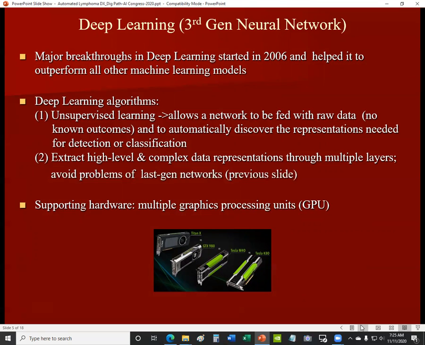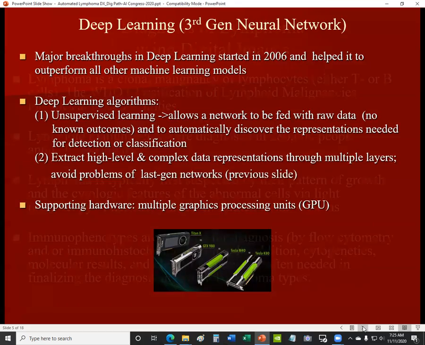The key element of deep learning is the supporting hardware in the form of multiple graphic processing unit known as GPU. A GPU allows for multiple parallel processing, which is very important in matrix manipulation in image analysis and processing.